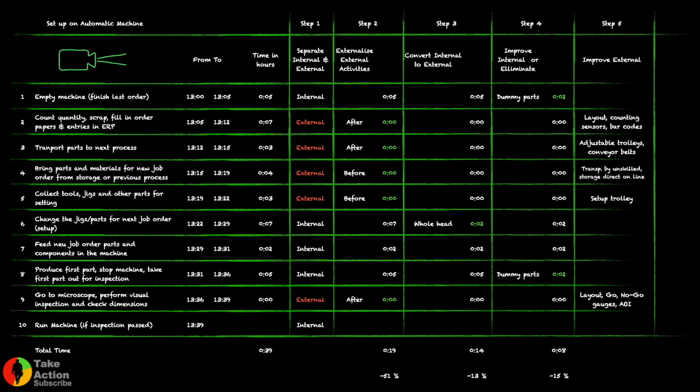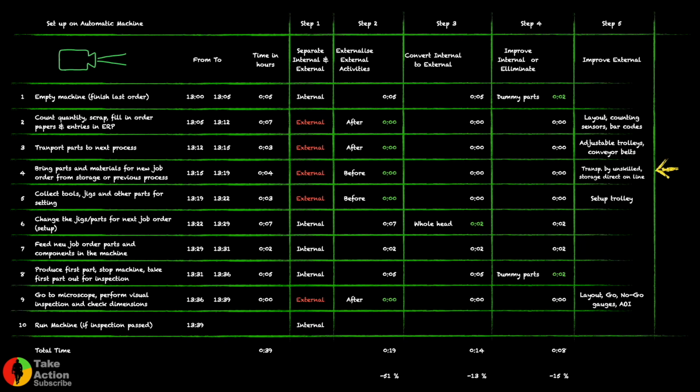For activity number 4 we have: bring the parts and the material for the new job order from the storage area or from the previous process. In this case, what we can do is use our skilled operators only for the machine, and leave such activities, transporting the parts to the next process or bringing the parts from the previous process and the material to the machine, to unskilled operators whose job is just to go through all the processes and see if there is a need for any raw material or parts, and then continuously transport them.